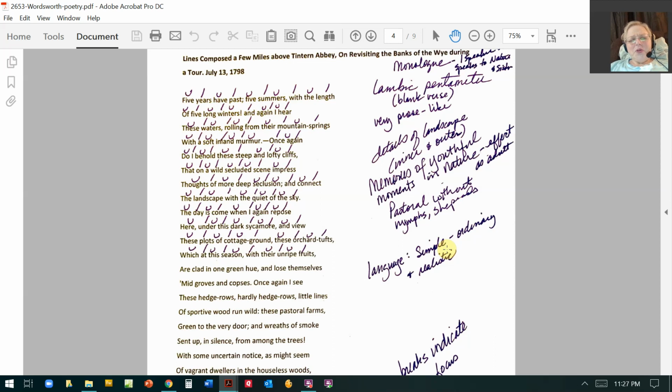And he says, and now, today, the day has come when I again repose here under this dark sycamore and view these plots of cottage ground, these orchard tufts, which at this season with their unripe fruits are clad in one green hue, right? And so he's going down what he's seeing, but at the beginning of this poem, he's getting back in touch with what he remembers, right?